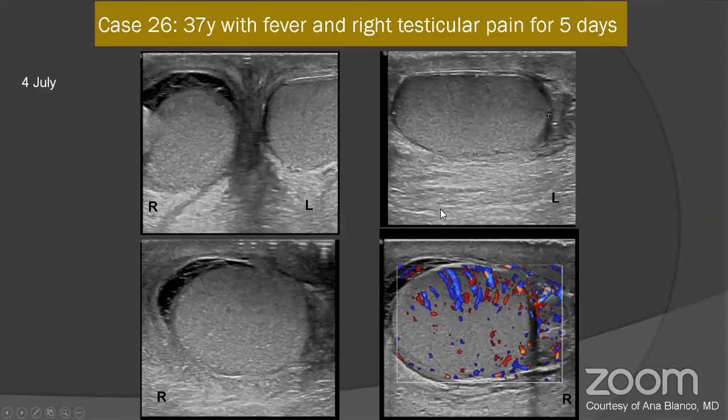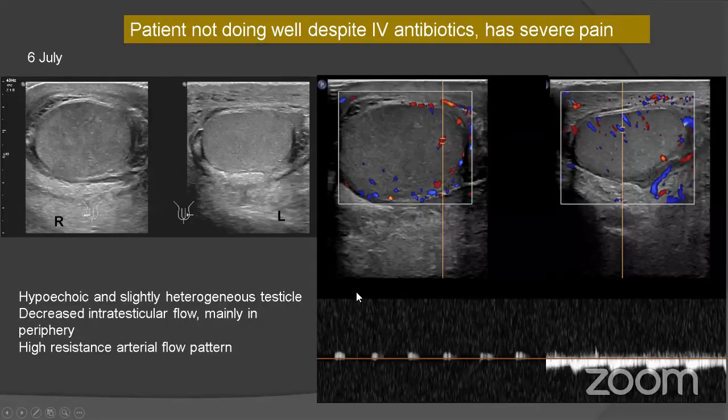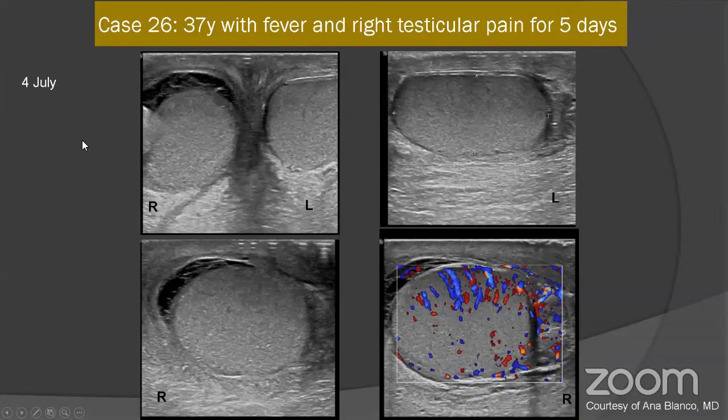Another very interesting case of a patient with right testicular pain and fever for 5 days. And you can see the pyocele. It is obvious. You can also see that the right testicle is hyperemic. It is enlarged and hypoechoic compared to the left testicle. But the patient was not doing well despite IV antibiotics. This is on 4th July.